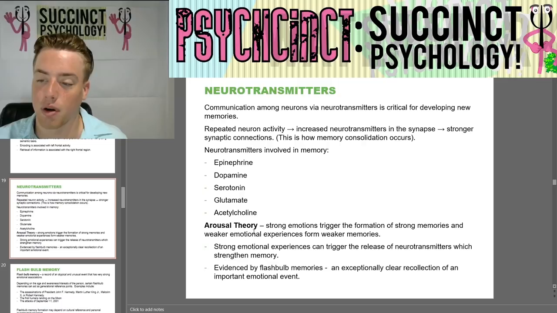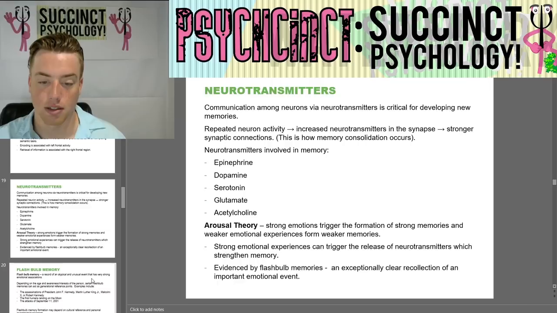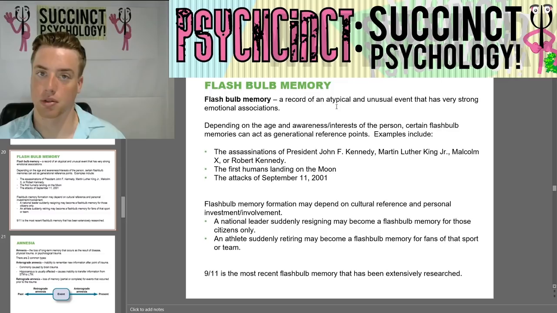Now the arousal theory is that strong emotions trigger the formation of strong memories and weaker emotional experiences form weaker memories. So strong emotional experiences can trigger the release of neurotransmitters which strengthen the memory. Evidenced by flashbulb memories, an exceptionally clear recollection of an important emotional event. So a flashbulb memory, a record of an atypical and unusual event, has very strong emotional associations.